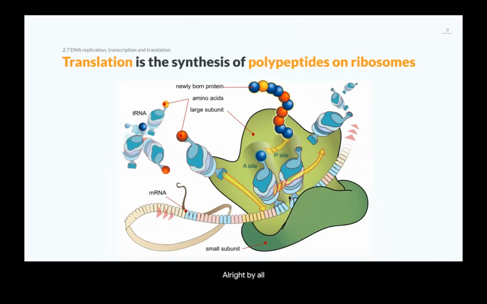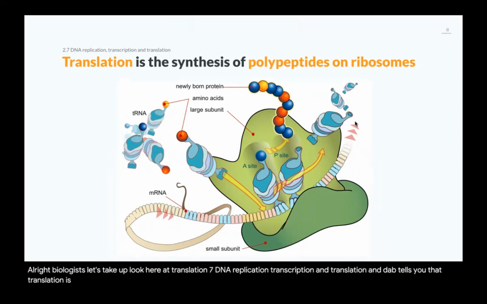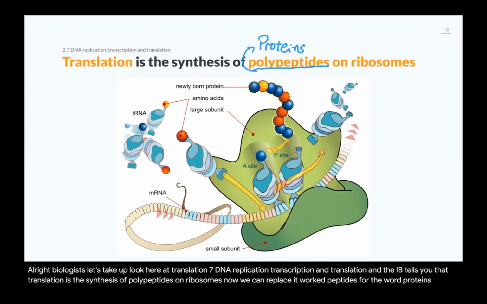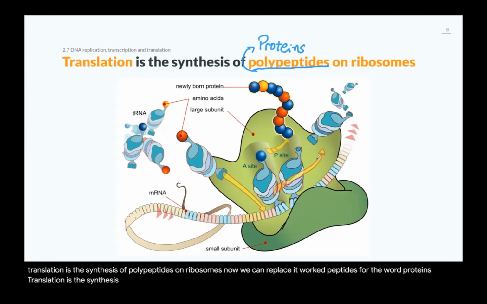All right, biologists, let's take a look here at translation. Okay, this is part of subtopic 2.7, DNA replication, transcription, and translation. And the IB tells you that translation is the synthesis of polypeptides on ribosomes. Now we can replace the word polypeptides with the word proteins. Right, so translation is the synthesis of proteins. Who makes those proteins? The ribosome.